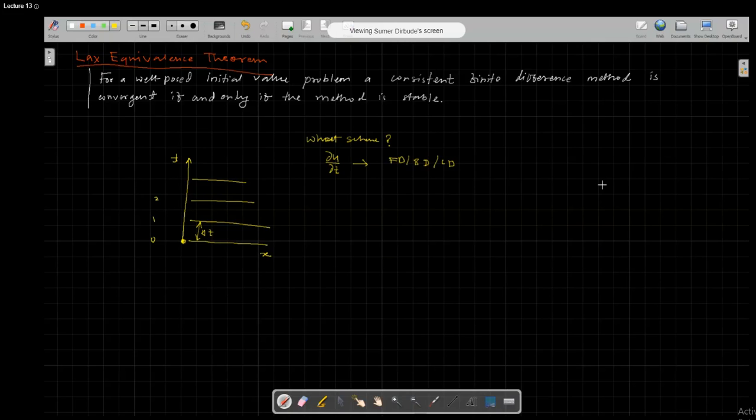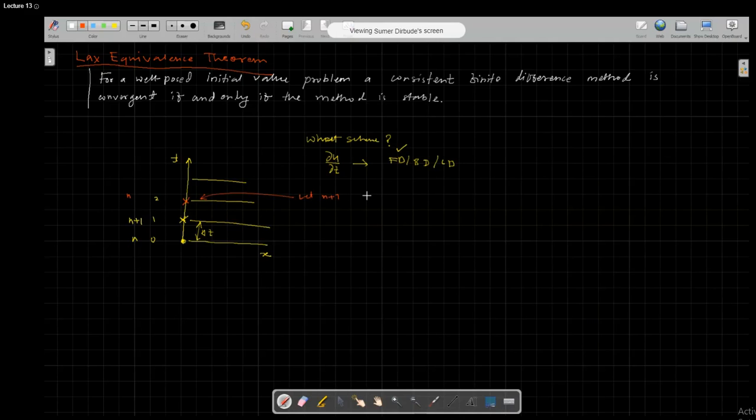For del u del t, we should use forward difference, because to find the value at this new, unknown location, I know only the nth level value. This is my n plus 1. Suppose this is n plus 1.